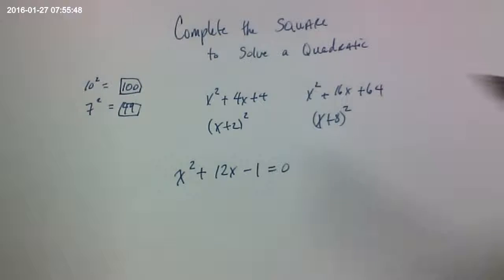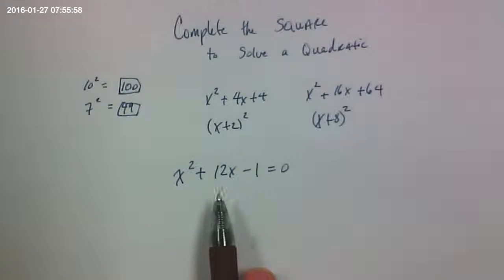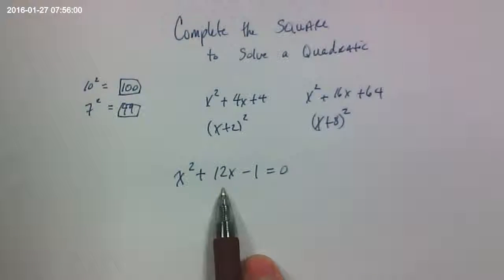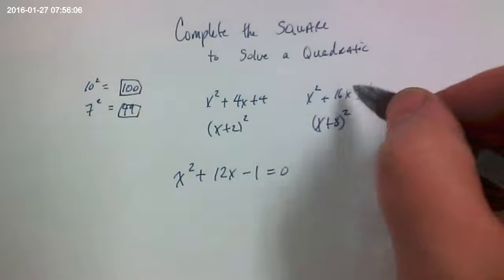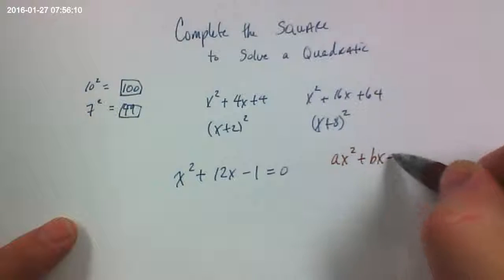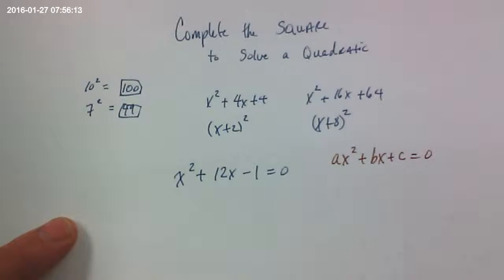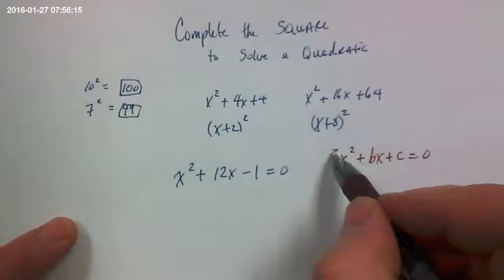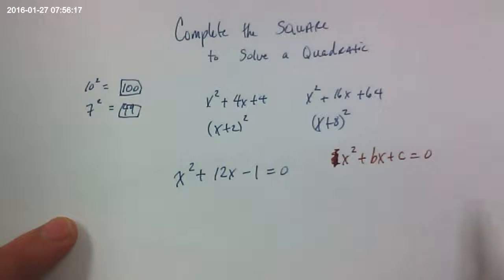When you're talking about completing the square to solve a quadratic, what you're doing is taking something like this that's not factorable and changing it into a perfect square so that you can solve it. Because if you just barely learned factoring and solving by factoring, you can't solve this. So here's the idea. You've got your basic quadratic expression or equation like this. For right now, we're going to be dealing with a being just 1.